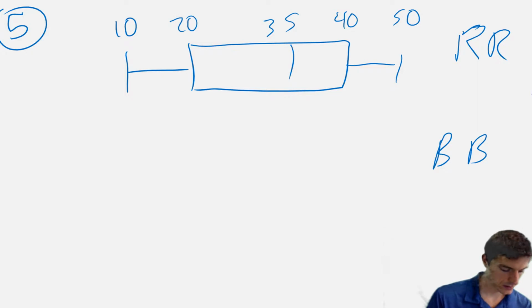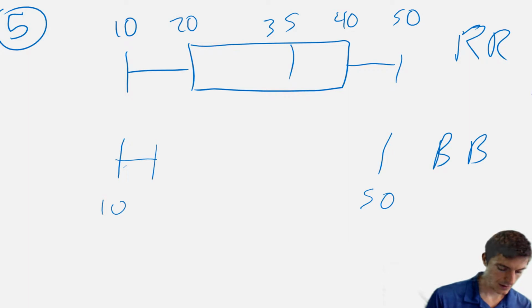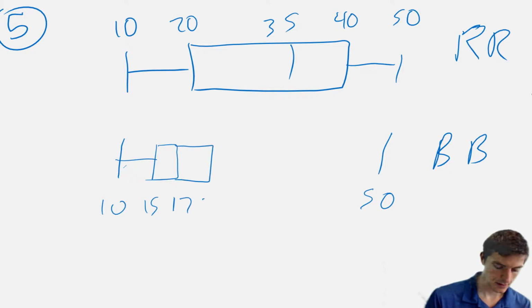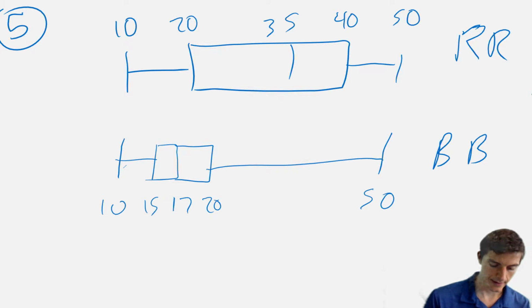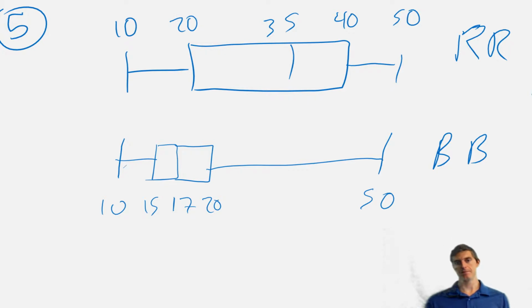Barry Bounce Pass also has a minimum of 10, and one night he went off for 50. Goes down to 15 there. It looks like that's like 17. That's 20, like that. Okay. So Barry Bounce Pass is basically arguing that since they both have a max of 50 and a minimum of 10, they're the same caliber of basketball player. So you have to just use some data to back up why Ricky Raindrops legitimately is better.